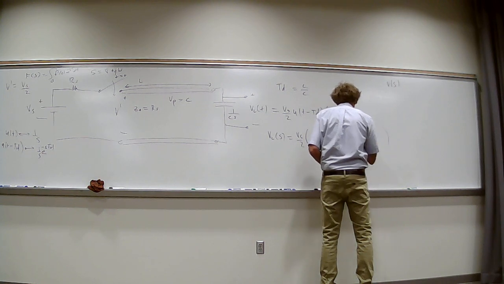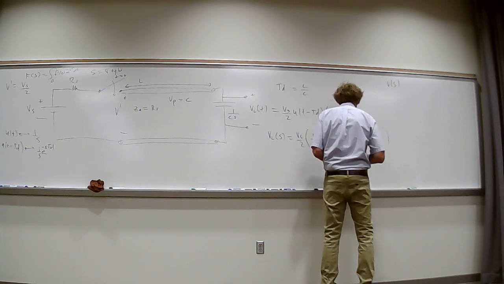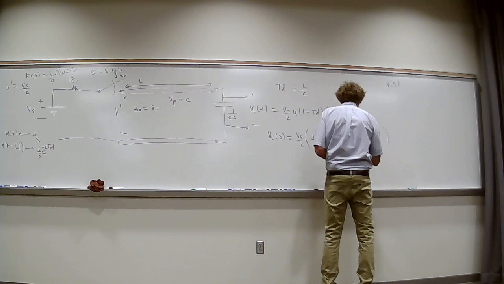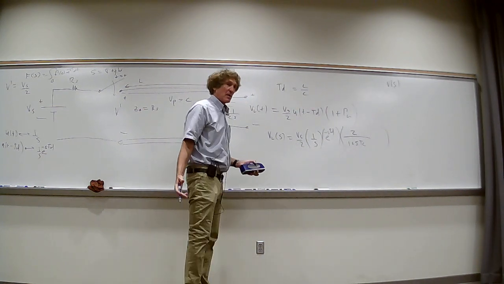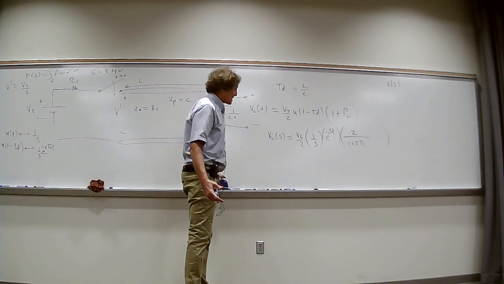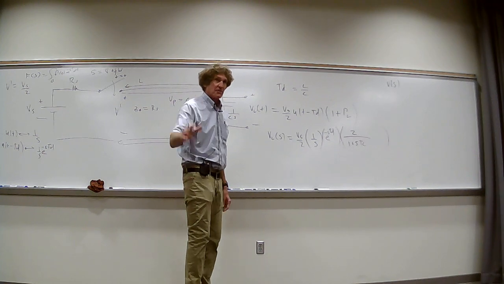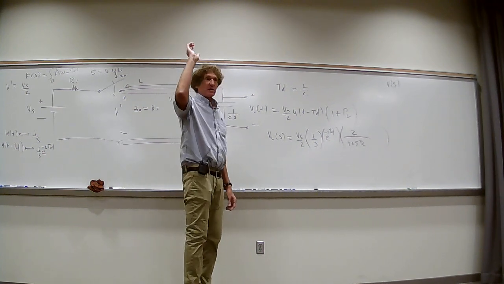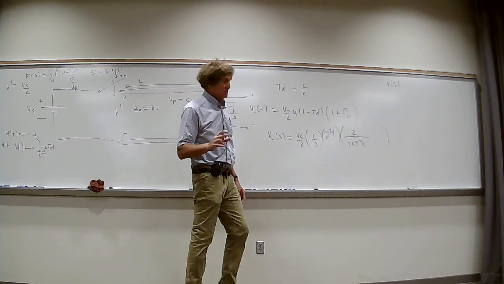I'm trying to save board space here. So this is going to be 2 over s times 2 over 1 plus sτC. Are you all with me on this one? Again, my motive here is to get it down to something where I can do partial fraction expansion. How many have heard of partial fraction expansion? I would think everybody has, but maybe some of you don't recall it. It's okay. I'll get you through this.